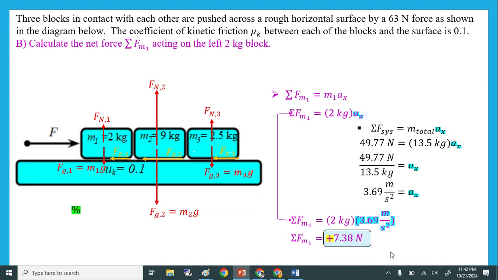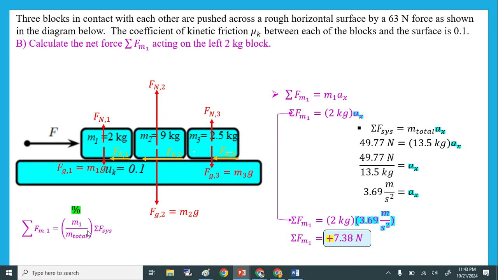Part B can also be found using percentages, or I like to do mass percentage. Okay, the net force on M1 is equal to the percentage of M1 divided by the total mass of the system times the net force. So the way you should try to look at this is M1 is 2 kilograms, so it makes up 2 parts of 13.5 kilograms. The whole system is only 13.5 kilograms, but the first block occupies 2 of those kilograms.